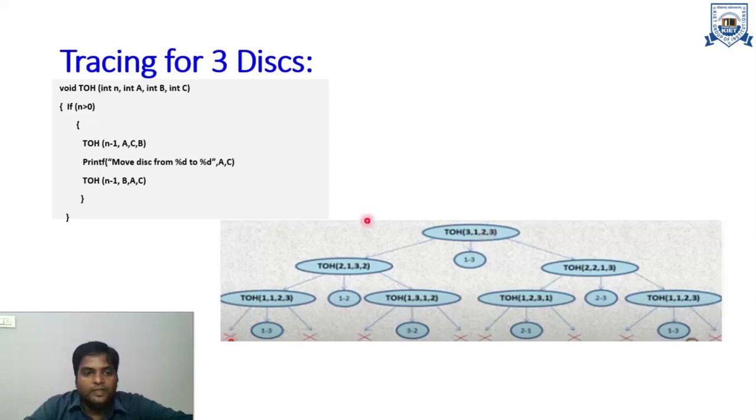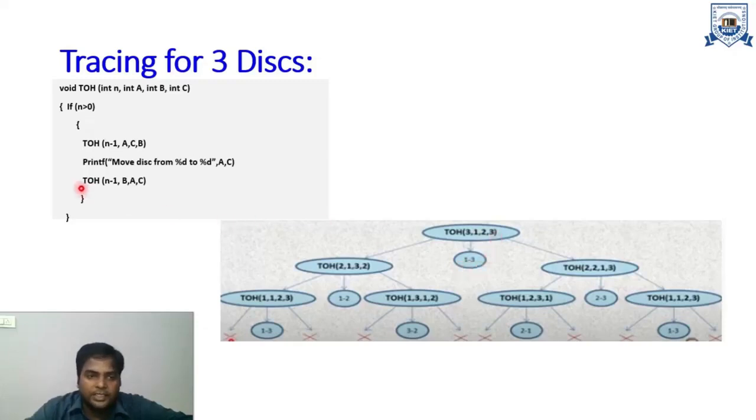Now when we implement this algo, we have 2 recursions. That is Tower of Hanoi n minus 1, A comma C comma B. So Tower of Hanoi n minus 1 is what? 3 minus 1 is 2, A is 1, C is 3, and B is 2. Okay, so 2, 1, 3, comma 2. The next one is move disk from A to C. So A is 1 and C is 3. So we move disk from 1 to 3.